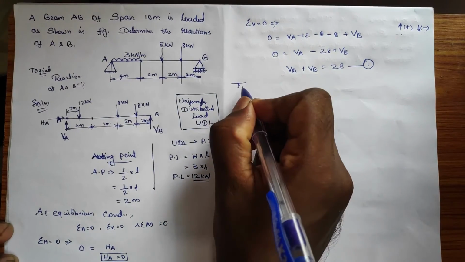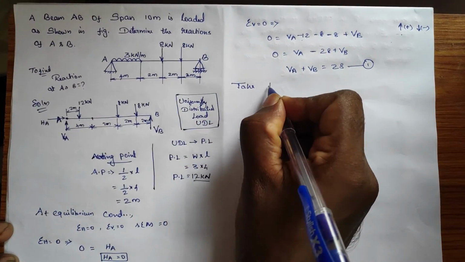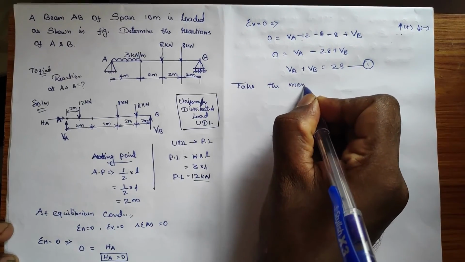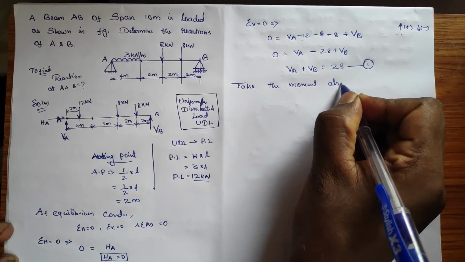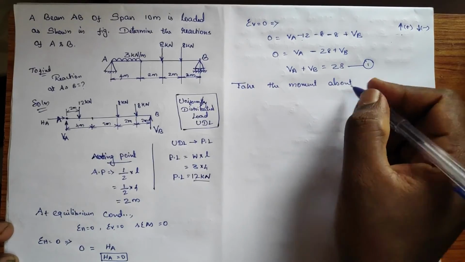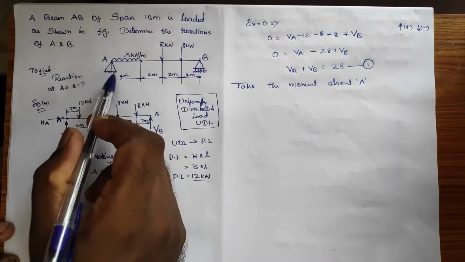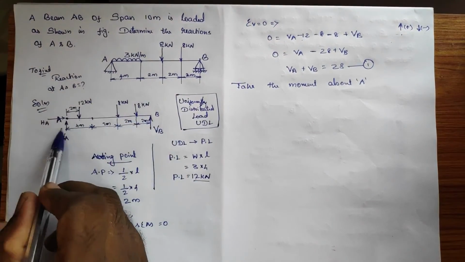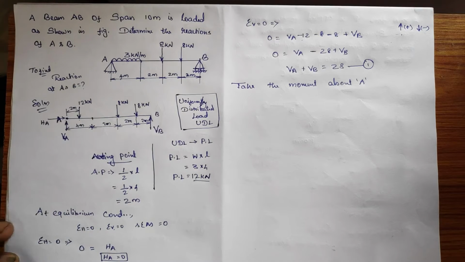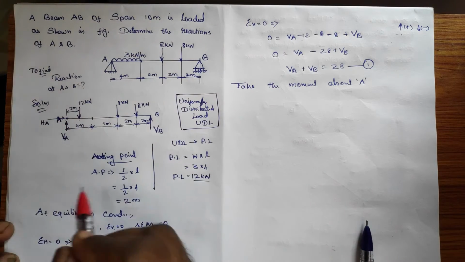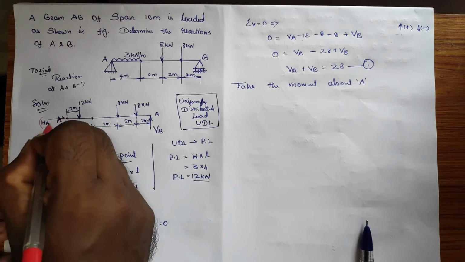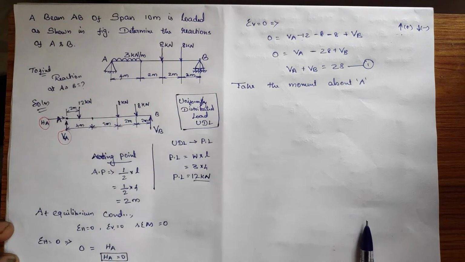I'm going to take the moment about A. Any point you can consider, I'm going to take about A, this point. Here is the exact point. So the moment, in the sense the forces acting on the particular point will be 0. So HA and VA don't have a perpendicular distance, so it is 0.